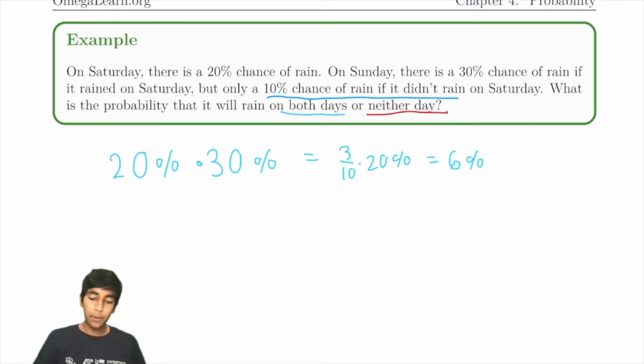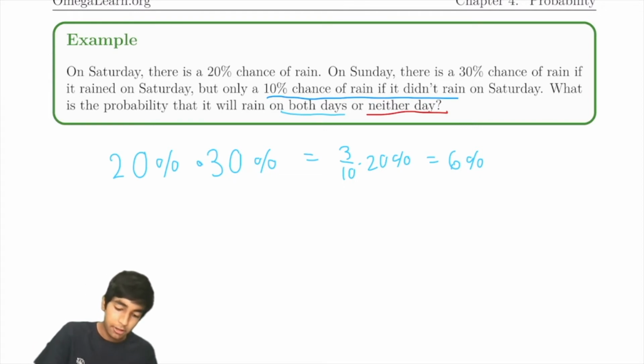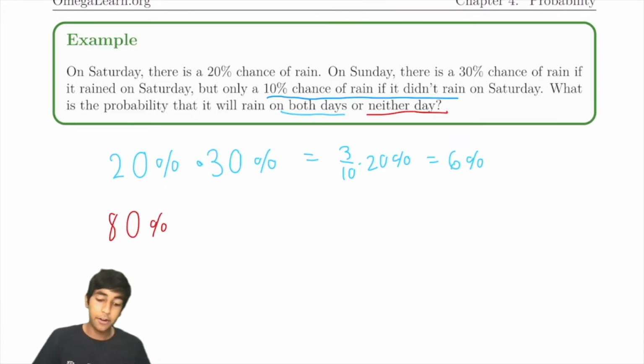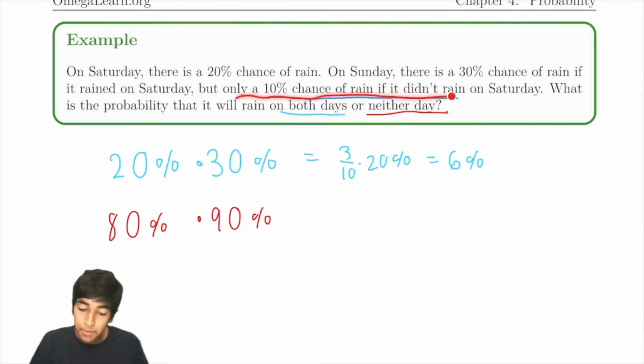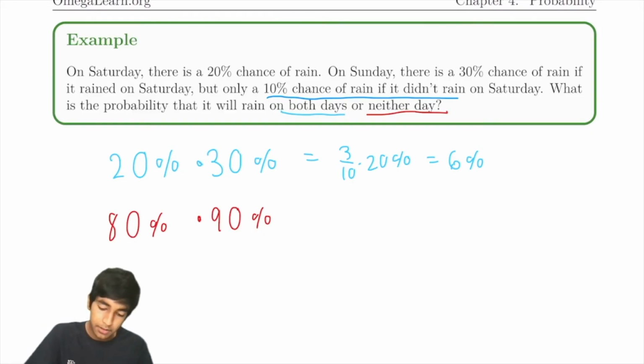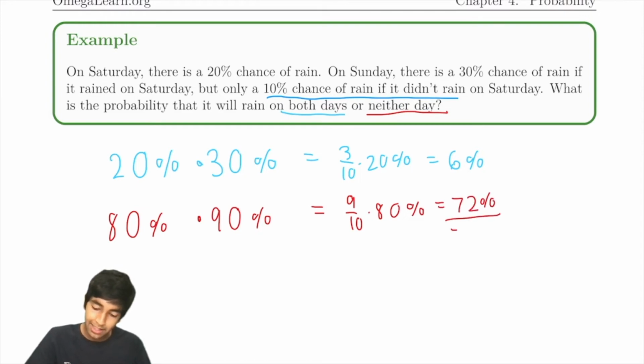Now, what's the probability it will rain on neither day? 80% chance it does not rain on Saturday, and if it does not rain on Saturday, there's a 90% chance it won't rain on Sunday, right? Because if it does not rain on Saturday, there's only a 10% chance it will rain on Sunday. So there's a 90% chance it won't rain on Sunday. 80% times 90% is just 9/10 of 80%, right? Because 90% is 9/10, and this is just 72%. We add them up, we get 78%, and that's our answer.